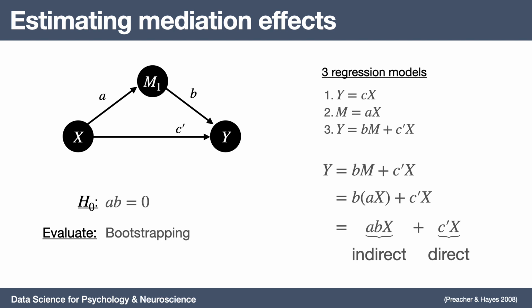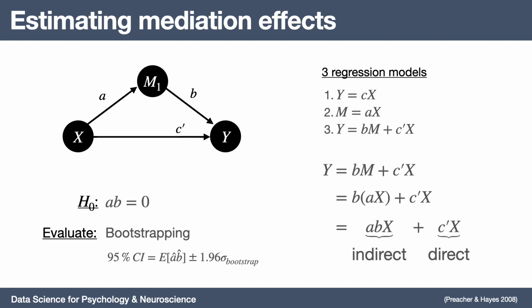So you use bootstrapping to estimate confidence intervals on A times B, as well as C prime and all the other coefficients in your model. And that will allow you to determine whether or not you have a significant indirect pathway effect. So we're leveraging the resampling methods that we learned about in the resampling methods lecture to estimate our confidence on the indirect pathway effects in order to make a judgment on whether or not to reject the null hypothesis.